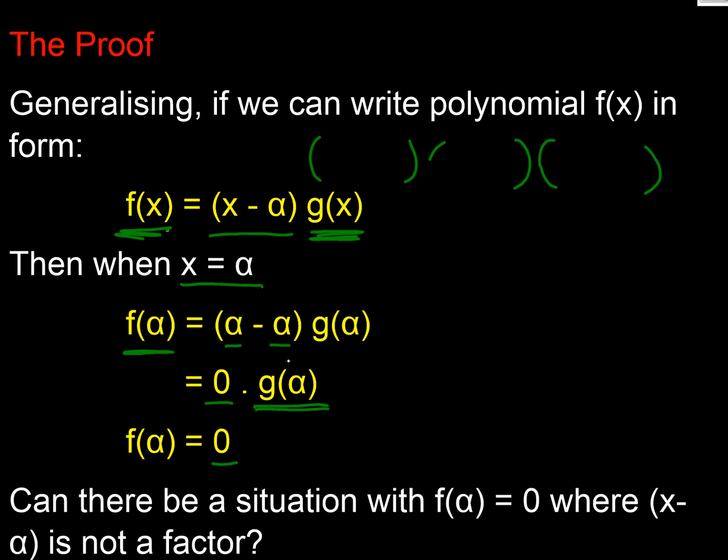So there we can quickly see that if f of alpha is 0, we can go backwards and show therefore that x minus alpha is a factor.